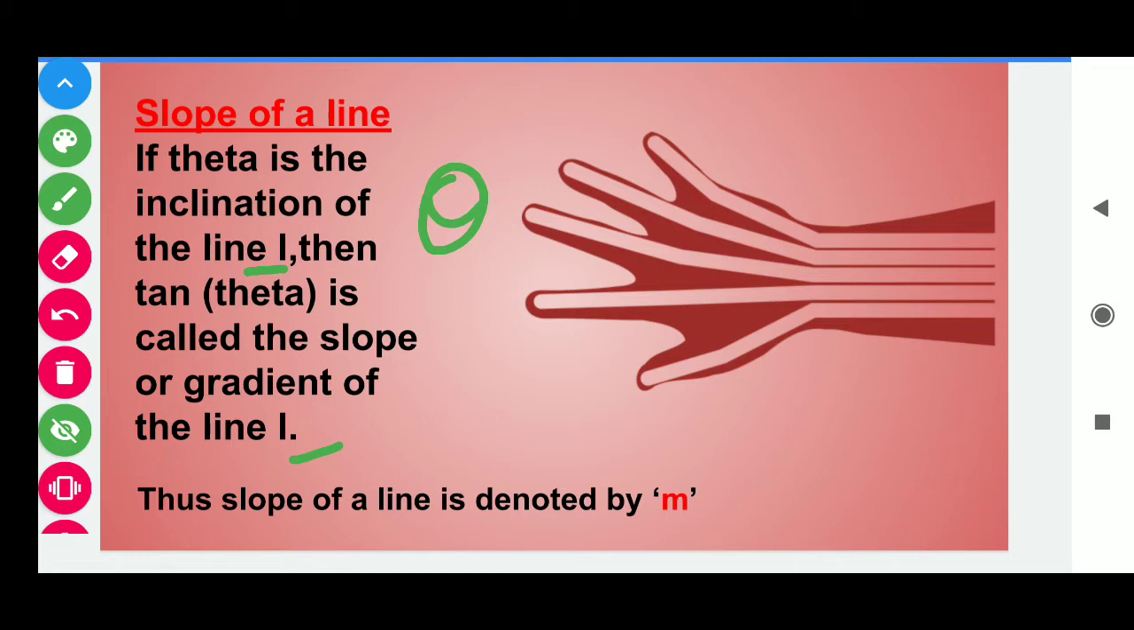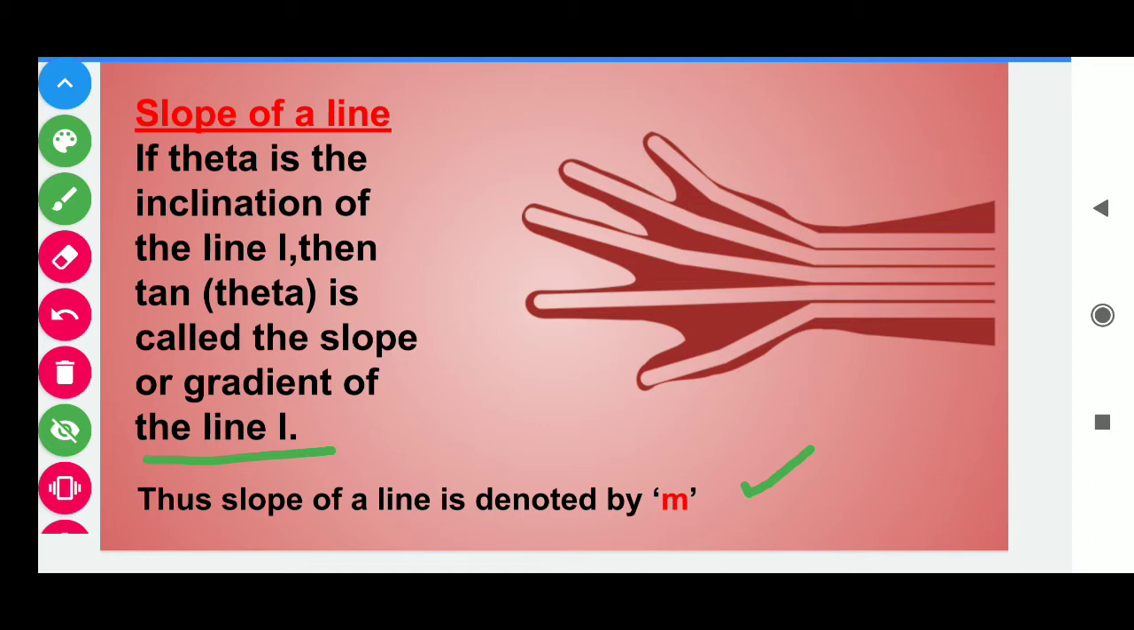So if we take tan theta, then this tan theta is called the slope, and the other name of the slope is the gradient of the line L. Thus the slope of a line is denoted by m. So students, if the angle is given, then tan theta is the slope.